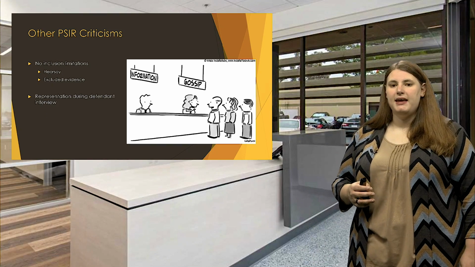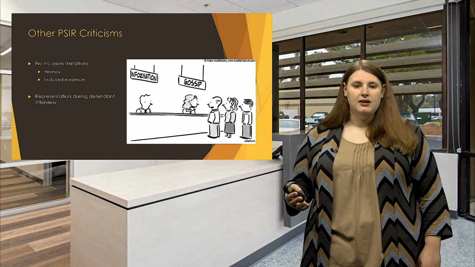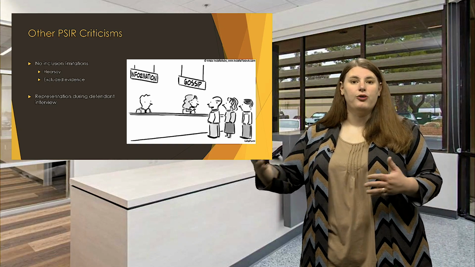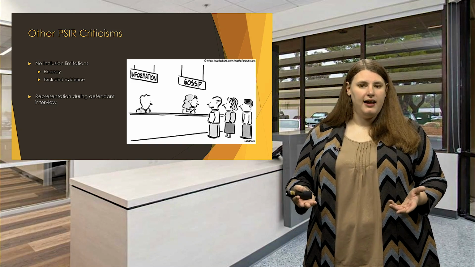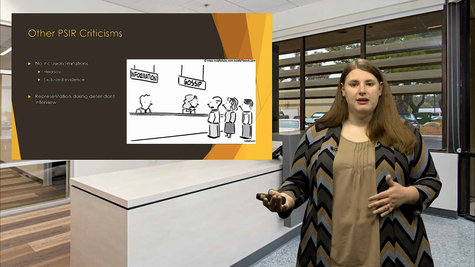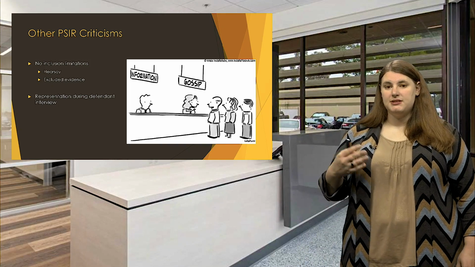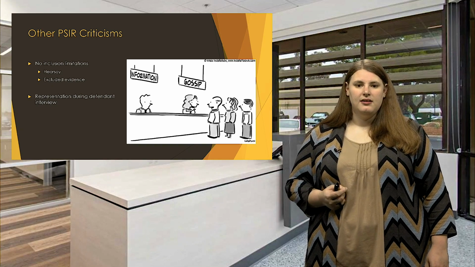Another criticism of PSI reports is that there's no limitation on information that can be included. Hearsay statements, or when someone testifies about something that they overheard from another person, are not admissible at trial because they're not reliable, but they can be included within a PSIR. Physical evidence that was excluded from trial because it was captured inappropriately can also be discussed within a PSIR.